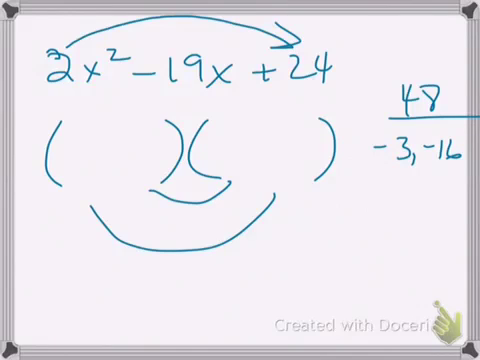Very common to have to know that 48 is 16 times 3. All right? So the middle term comes from negative 16x minus 3x. That's where we get our negative 19x from. All right? I don't have any choice for what goes first, do we? It's got to be 2x and x. You good with this, Kirk?